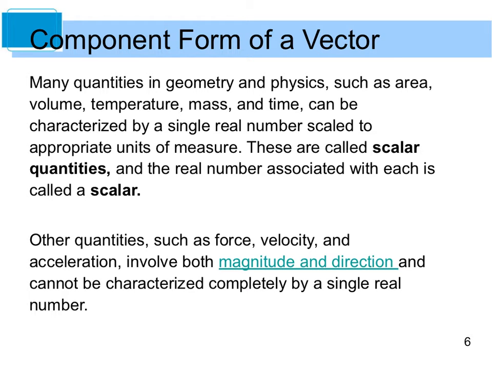All right, let's see. So we have things in physics such as area, volume, temperature, mass, time can be characterized by a single number. So then those are scalar. But things like force, velocity, direction is important. So that's why those are called vectors.